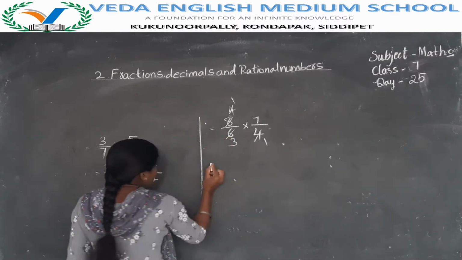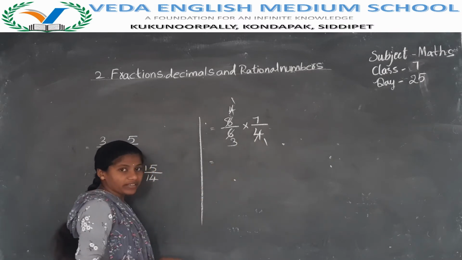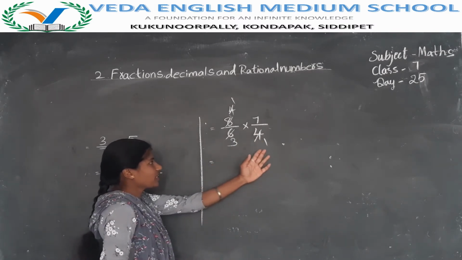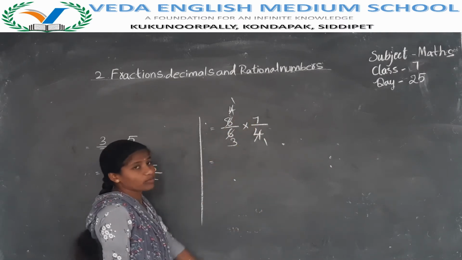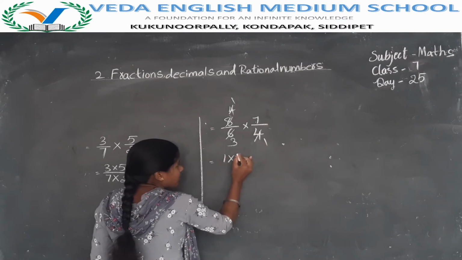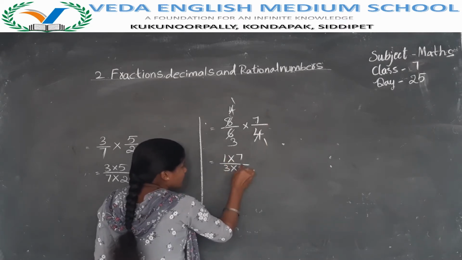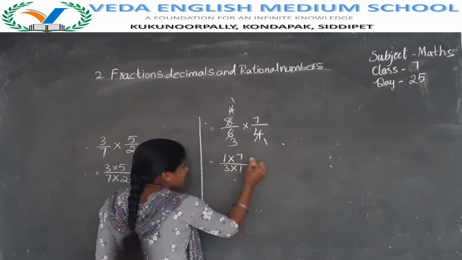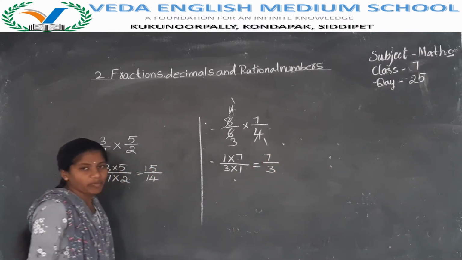If you don't have any more possibility, then what do you have to do? Simply multiply the numerators and write the answer, and multiply the denominators and write the answer. What are the numerators here? 1 and 7, both are numerators. 1 into 7, by 3 into 1. So multiply: 1 seven is 7, 3 ones are 3. So the answer is 7 by 3.